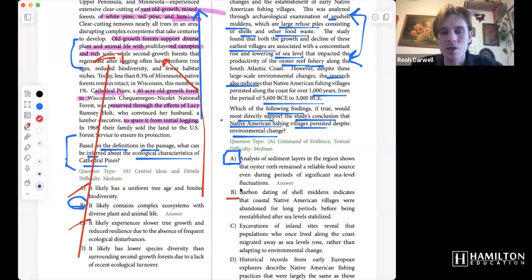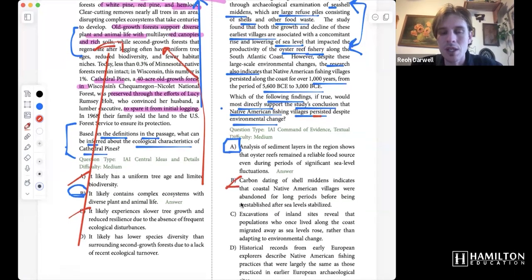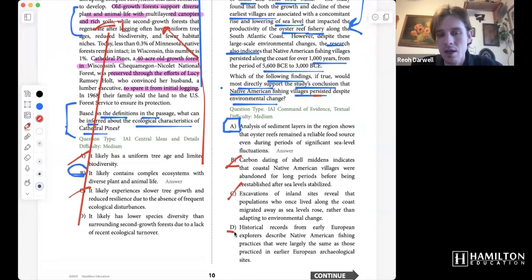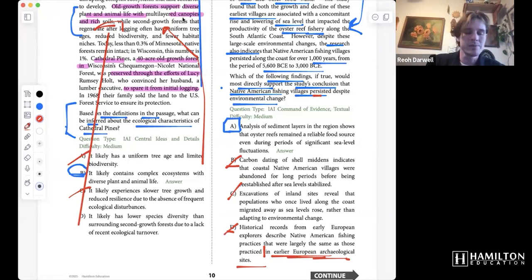So B is an opposite distractor. We want to see that they persisted, and this shows that they go away. C has the same issue. Finally, D: everything might be good here up until it says practice, because other earlier European archaeological sites doesn't make sense here. How are we connecting Native American fishing villages with early European archaeological sites? That doesn't make any sense. So the only answer choice with nothing wrong with it would be answer choice A.